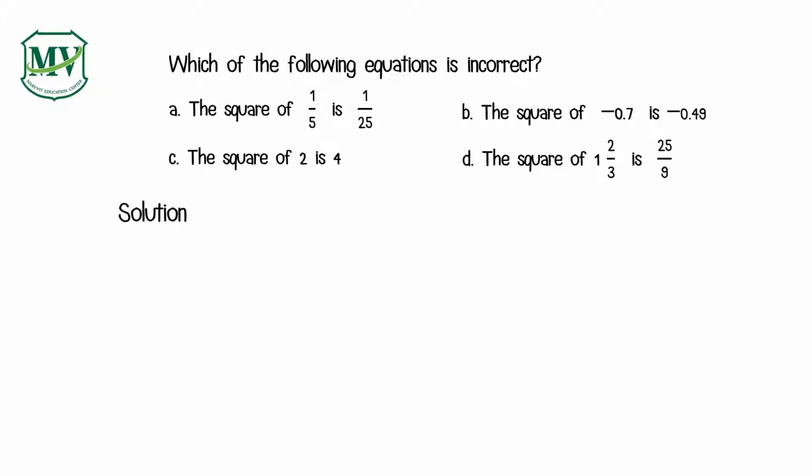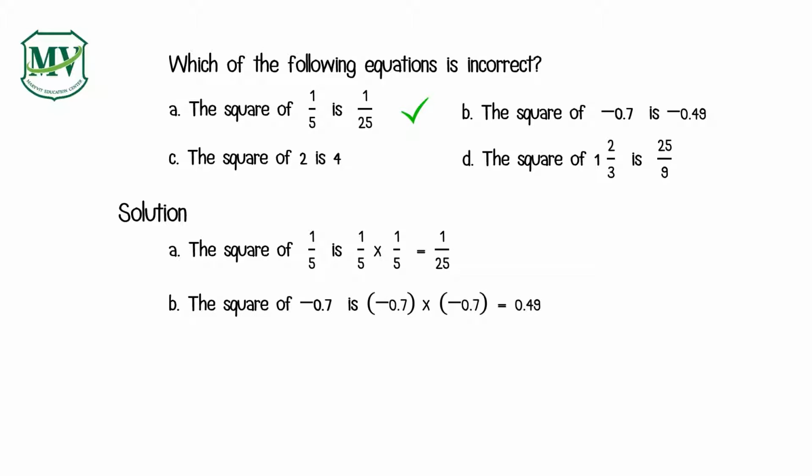Let's see the solution. So in letter A, the square of 1 over 5 is 1 over 5 times 1 over 5, which is equal to 1 over 25. So letter A is a correct equation.